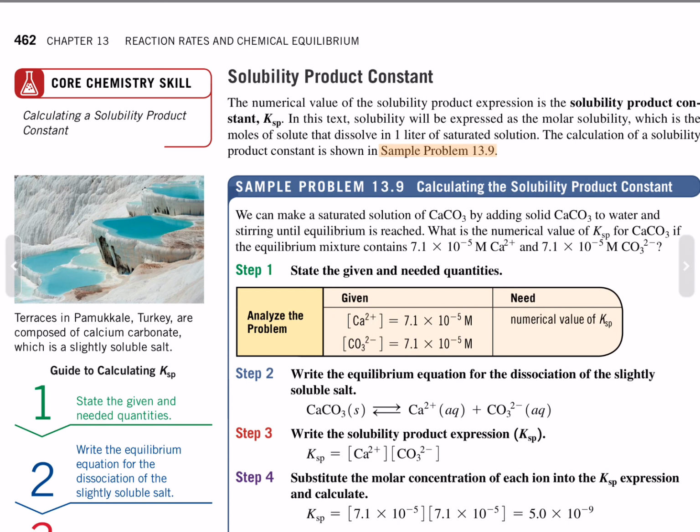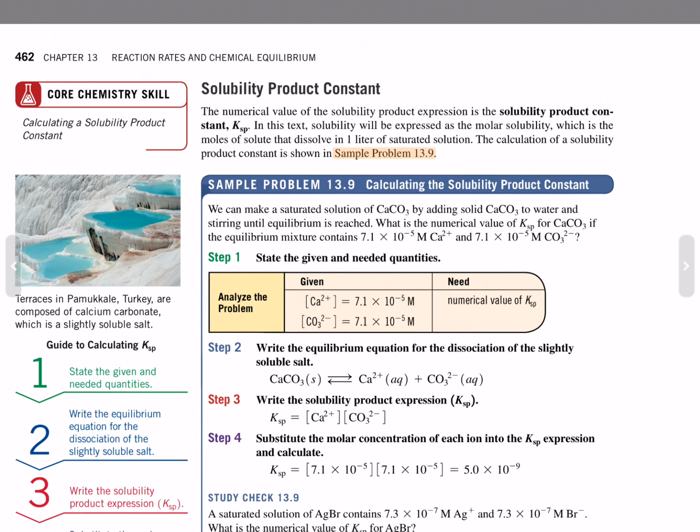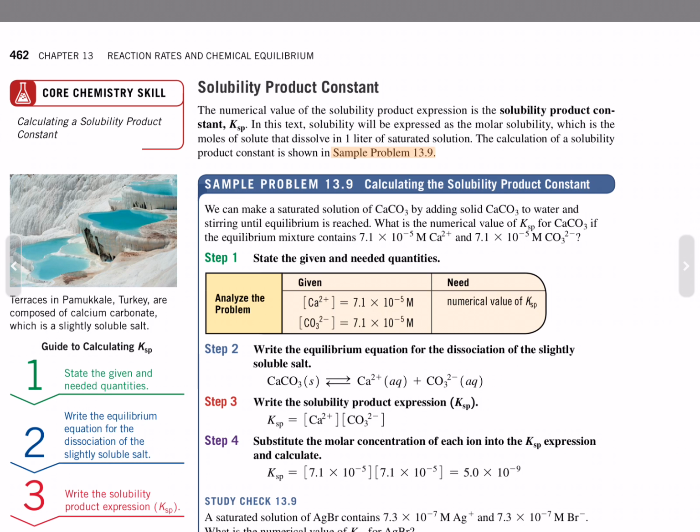Solubility product constant. The numerical value of the solubility product expression is the solubility product constant, or Ksp. In this text, solubility will be expressed as the molar solubility, which is moles of solute dissolved in 1 liter of saturated solution. The calculation of a solubility product constant is shown in sample problem 13.9.